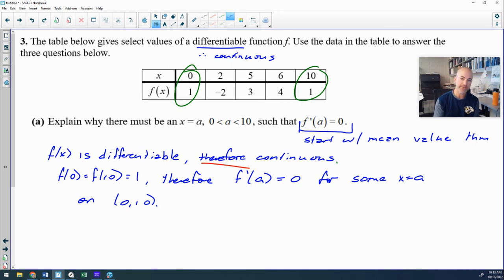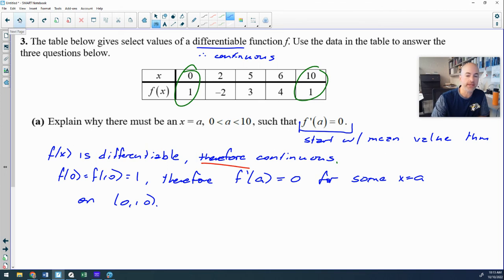You do not have to name the theorem. And as a matter of fact, I would encourage you not to name the theorem, because if you accidentally say the wrong name, that can be held against you. They do not tell you to name the theorem. They just want you to explain why this must be true. And I have now explained why this must be true.